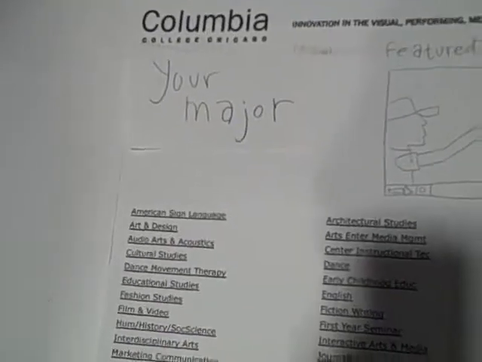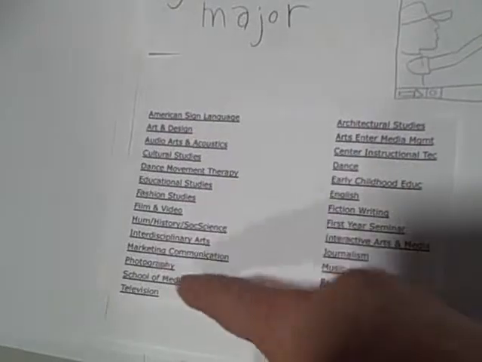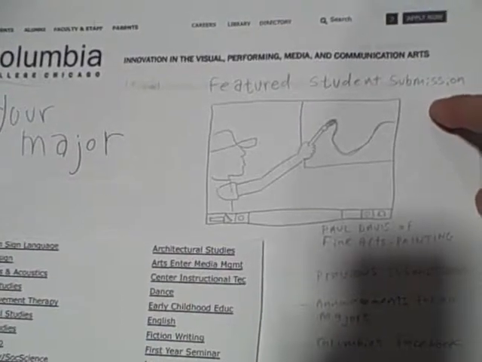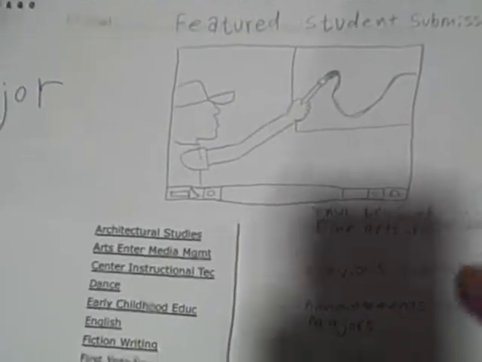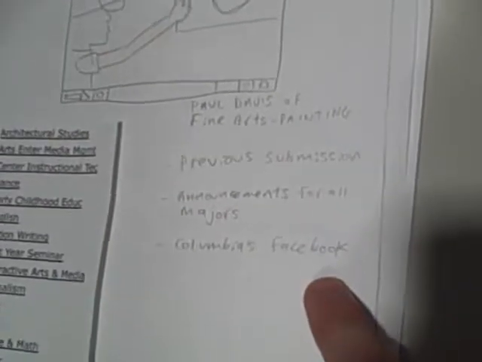So you could go by major. You could either get to that from the main page by your major, or from here, click on your major, and then whoops, I'm sorry, wrong page. Here we go. So here we are at the page for your major, where it's sort of like Oasis, where you have the listing of the majors, and then here we'd have a featured student submission, which was also kind of similar to what's going to be on the blog page. I think in this case it's a video of a painter guy, and we'll have a thing for previous submissions, announcements for all majors, and again the Columbia Facebook.